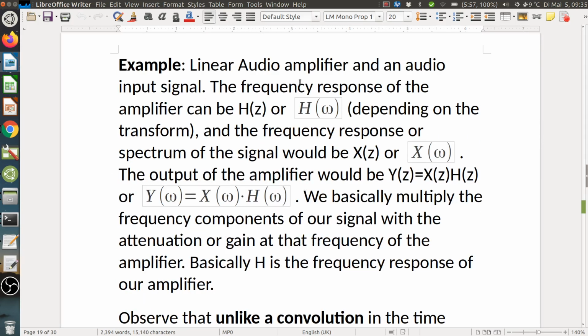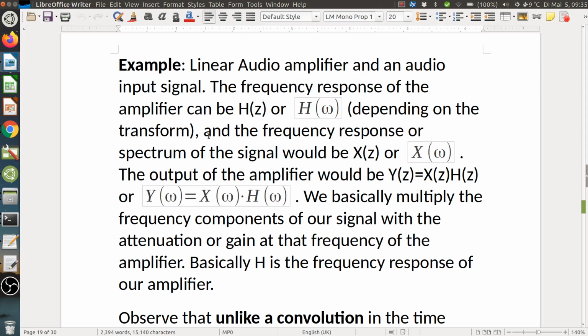Yeah, so here's an example. We have a linear audio amplifier and an audio input signal. The frequency response of the amplifier can be H of z or H of omega, depending on the transform, right? So here we have basically the magnitude and phase of this amplifier at each frequency omega, or on the unit circle e to the j omega. Yeah, so this is usually what you have from the data sheet of your amplifier.